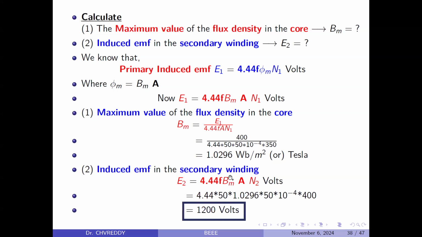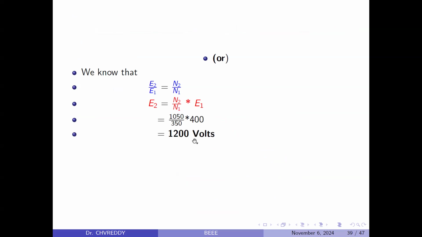In another way we can calculate E2. We know that E2 by E1 equal to N2 by N1. Now E2 equal to N2 by N1 into E1. You know the N2 value, N1 value as well as E1 value. So N2 is 1050, N1 is 350, and E1 is equal to 400. After simplifying this, you will get E2 value, that is 1200 volts. So this is the first problem.